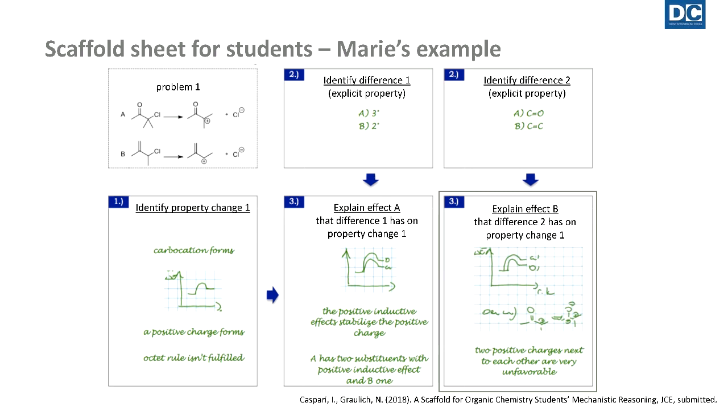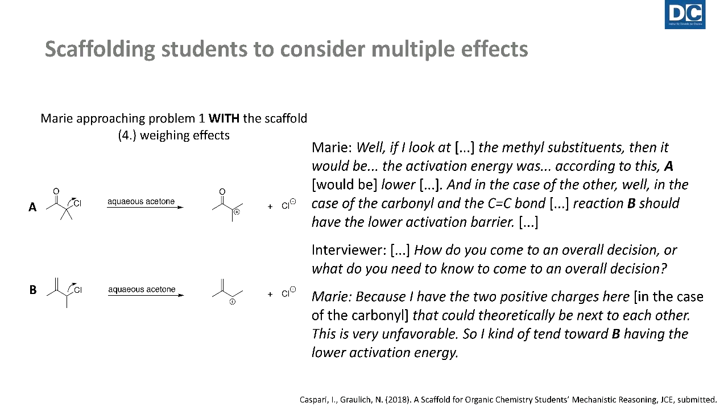But to make her reasoning complete, we have again the fourth step that the students have to take, the weighing of the effects. So now she was thinking about the difference two methyl groups versus one methyl group, and alkenyl versus carbonyl. And now she's again, with the help of the scaffold, trying to weigh the effects. She's saying, well, if I look at the methyl substituents, then according to this, A would have the lower activation energy. So this was her guess without the scaffold, that A has the lower activation energy.